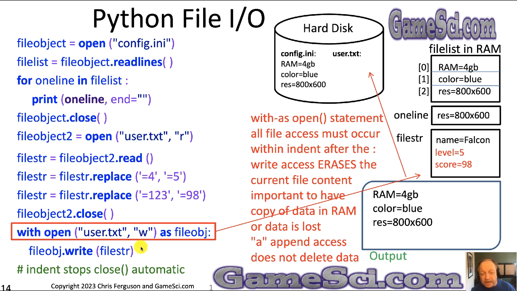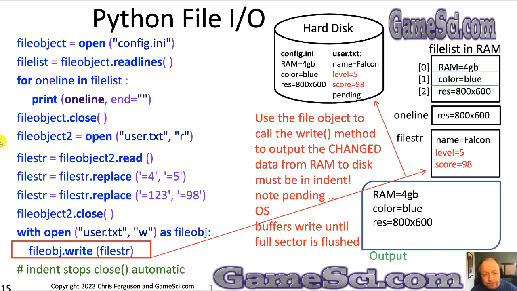You have to be very careful with this w flag because it says, I want to start over. I want to start with a new file. There is an option instead of using w. You could use the a, or append, access, which does not delete the data. But in this situation, we do have the data in RAM memory, so we're okay with the w access.